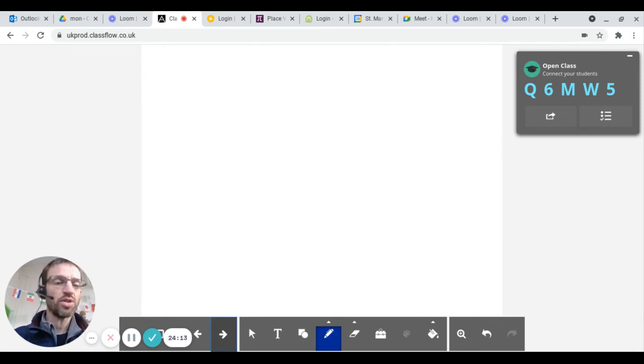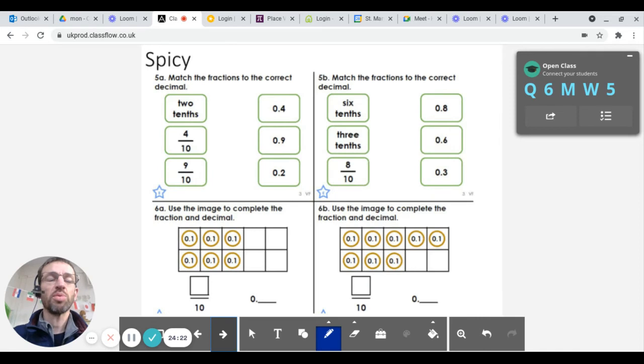Okay, time for you to do your work. There's 2 levels of work. I will show you the first set. I think there's 2 sets of questions. This is called the spicy work for you to get on with. You need to put the question number in your book, in the margin, before you try each one. Write them out and join them up.